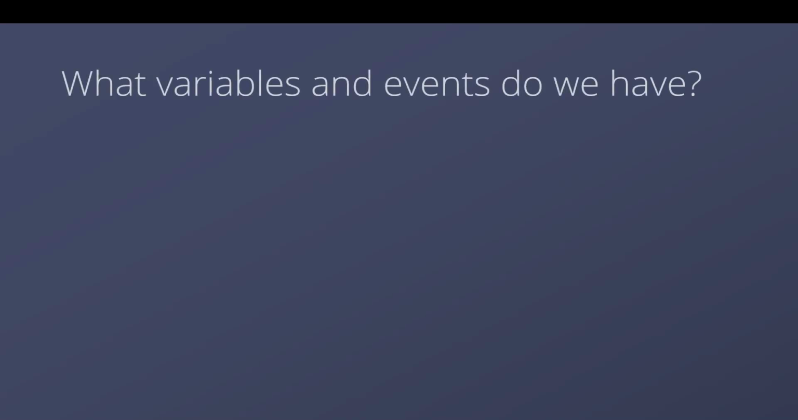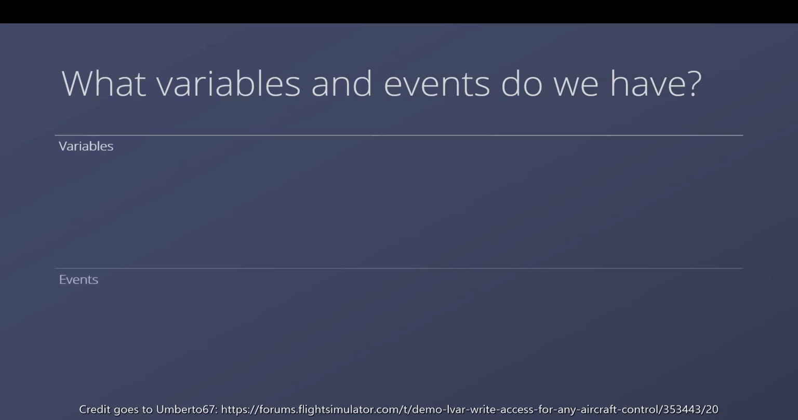So the very first question, and one of the most important questions: what are variables and events, and what kind of events and variables do we have? Once again, we have variables and events. Variables, we have L variables, which are basically LVARs from the FSX and P3D times. These variables are global variables, and basically the L is a little bit misleading. So they are global, but are local, so to speak, for some aircraft.